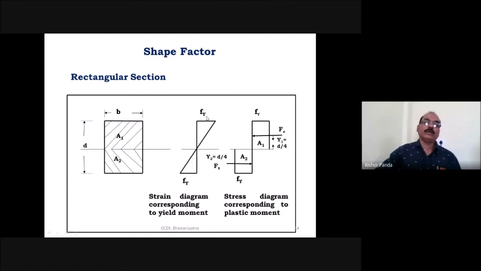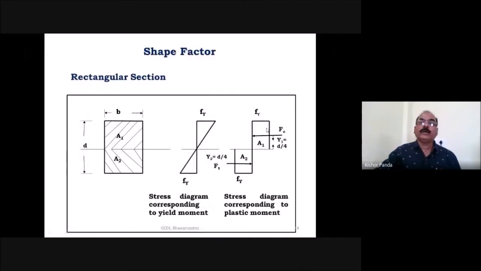This is the yield stress in the compression side, and this is the yield stress in the tension side. This is your stress diagram, corresponding to the yield moment, and this is corresponding to after yielding of all the section, all fibers. This is in the compression side. The yield stress is constant in the compression side, and also constant in the tension side.